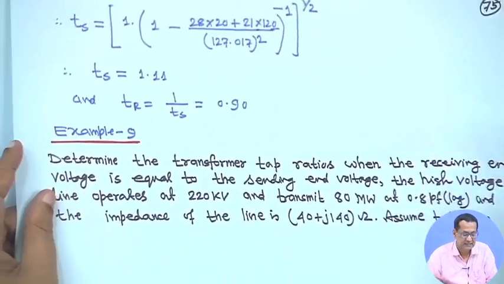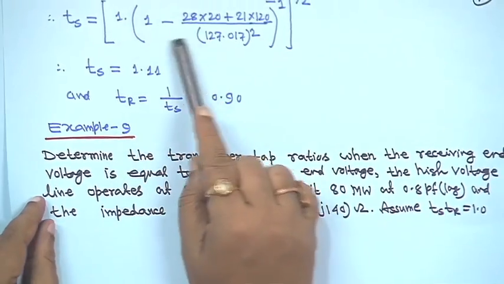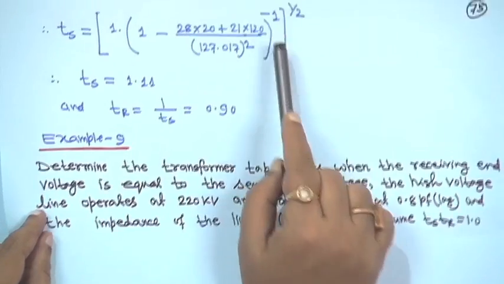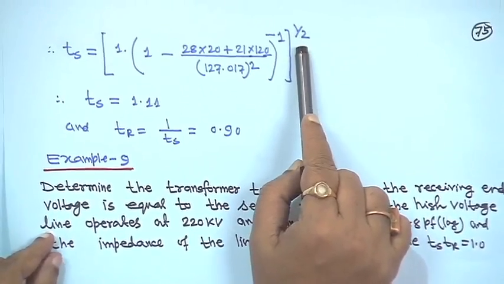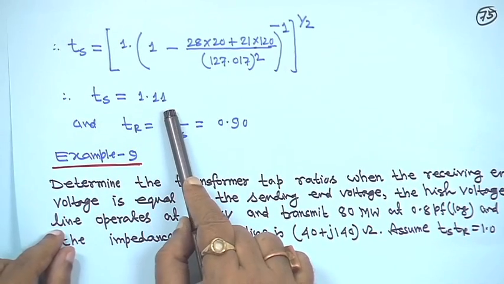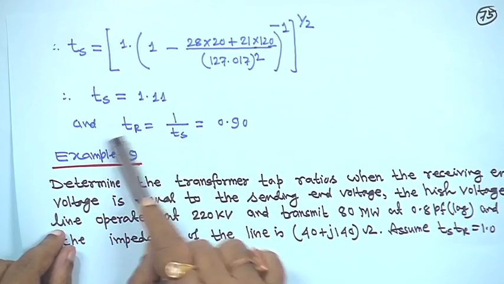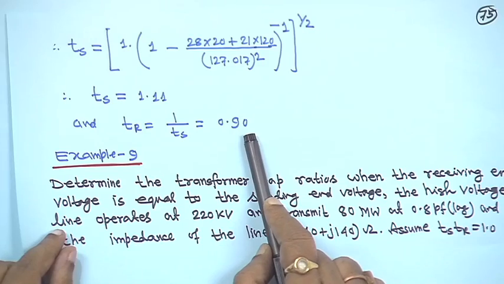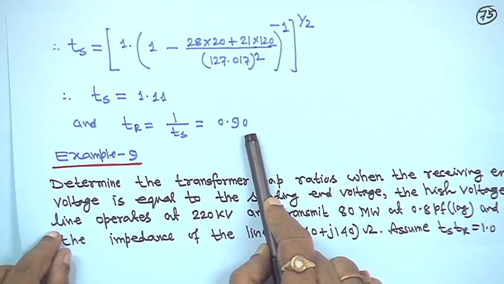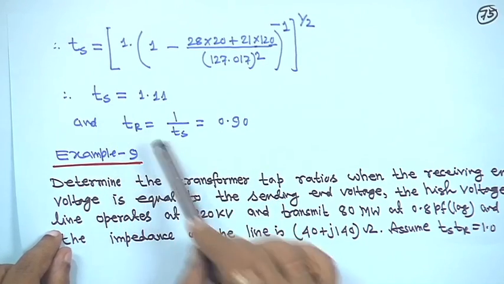In this case, Ts is ratio 1 into 1 minus all this thing, to the power minus 1 and to the power half. So, Ts comes actually 1.11. Therefore, Tr is 1 upon Ts, which will come 0.90. So, these two are the tap settings.